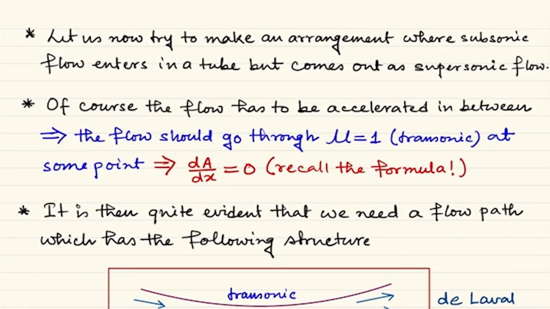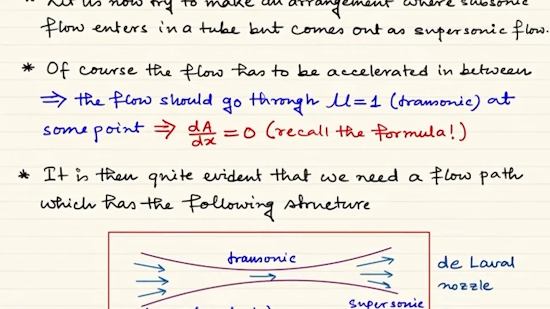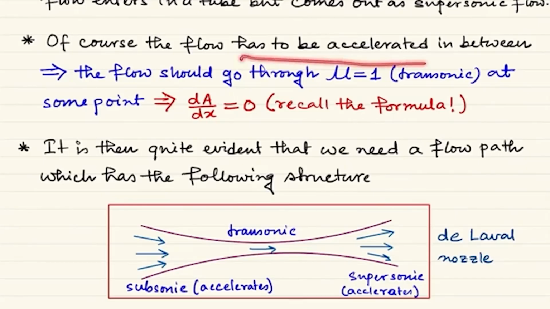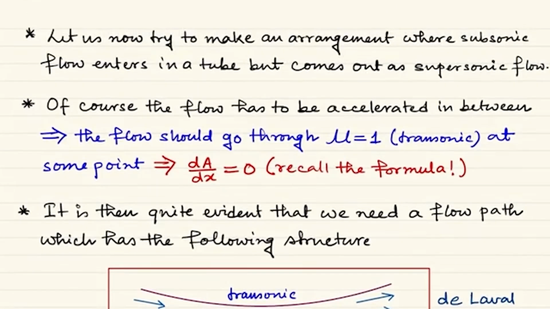Okay. So let us now try to make an arrangement where subsonic flow enters in a tube or a pipe but comes out as a supersonic flow. Of course such a flow has to be accelerated in between, right? Otherwise it is not possible. If it enters like a subsonic flow and comes out as a supersonic flow, then in between the flow must be accelerated, otherwise how can it be, right? And that means that the flow should be in between at some point, should be transonic.